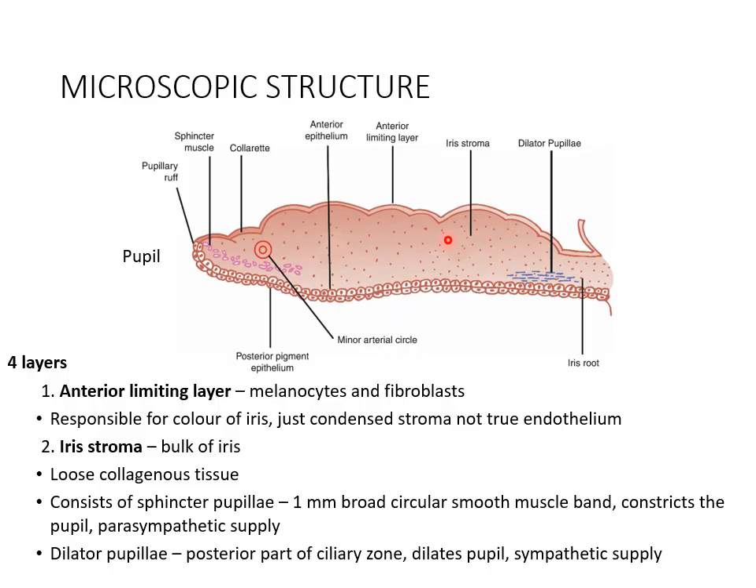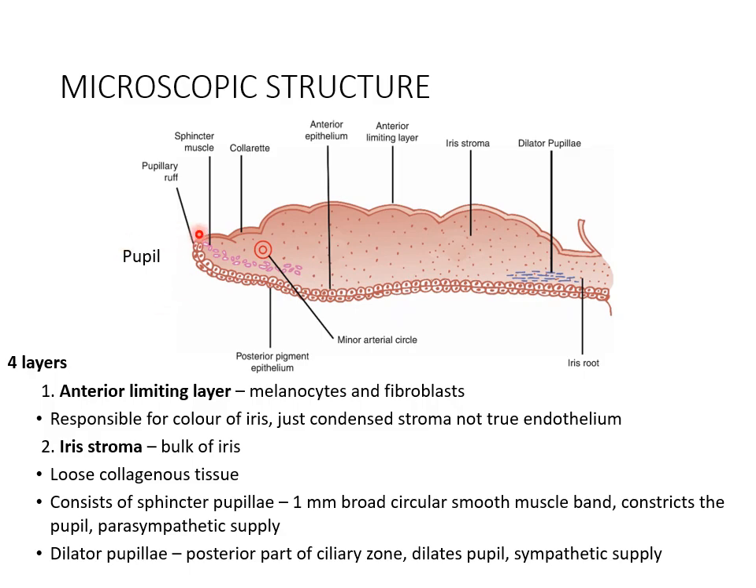Iris stroma is made up of loosely arranged collagenous tissue, a few muscles, and blood vessels. Basically, the bulk of the iris is the stroma. All the structures are present in the stroma only. What muscles are there? There is sphincter pupillae. Sphincter pupillae causes miosis. It is a 1 mm broad circular smooth muscle band which constricts the pupil.